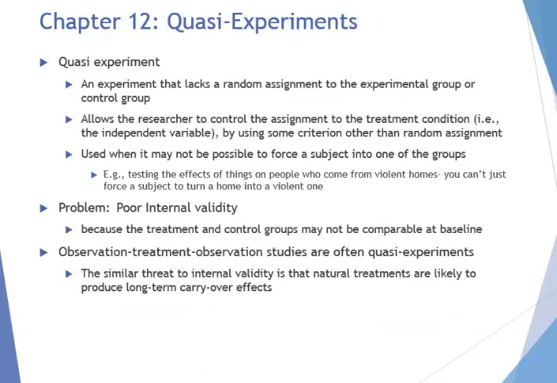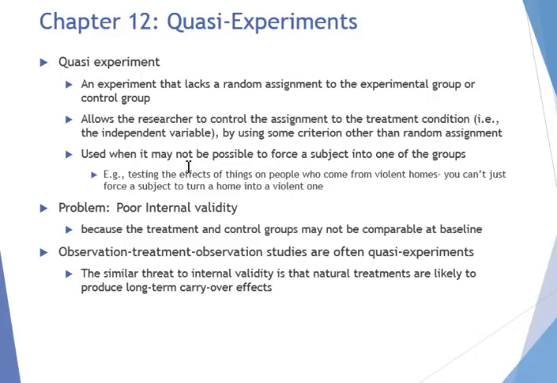Next, we're going to look at an entire category of experiments called quasi-experiments. In quasi-experiments, the only difference between this and a regular experiment is that the experiment lacks a random assignment to the experimental group or the control group. As we discussed before, the general idea is to get as randomized an assignment as possible, by assigning some people to the experimental group and some people to the control group. In a quasi-experiment, for whatever reason, you're simply not able to do that.